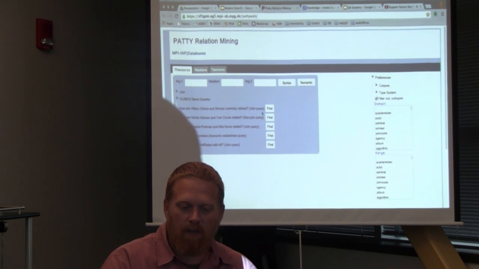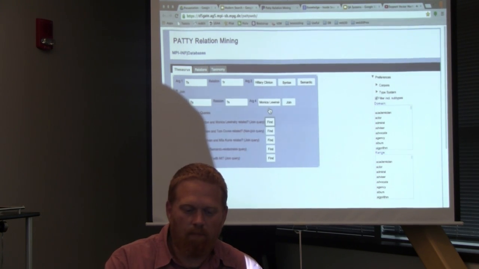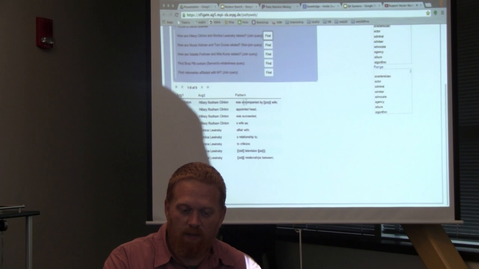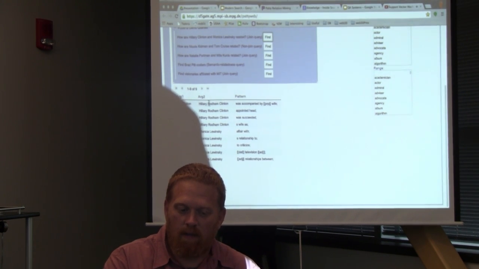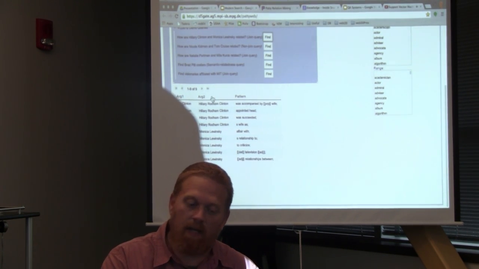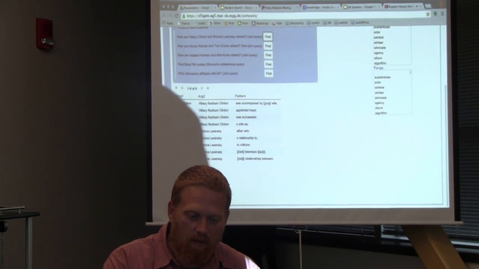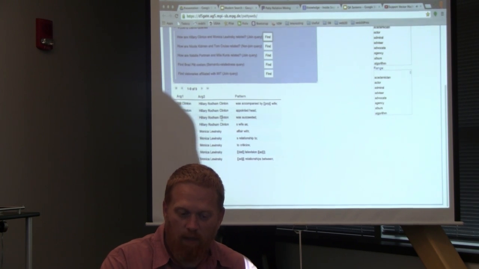So how are Hillary Clinton and Monica Lewinsky related? You see that it gives you Bill Clinton because Bill Clinton was accompanied by Hillary Clinton. So she's related to Bill Clinton. Hillary Clinton is also related to Gore because Al Gore was succeeded by Hillary Clinton.